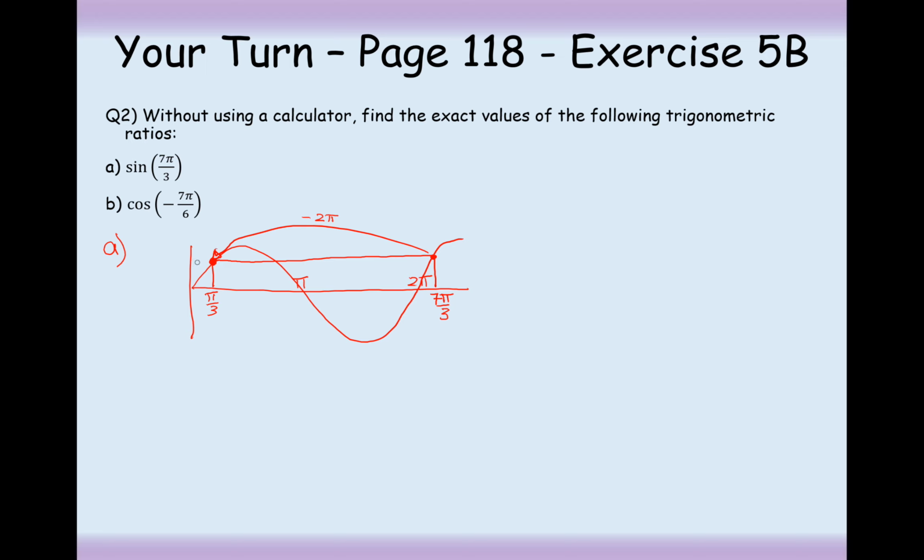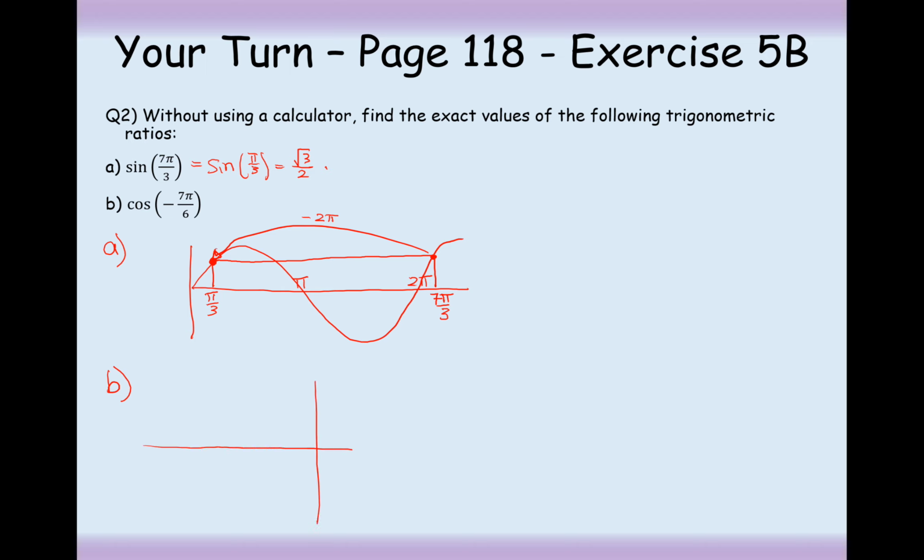and that would be at pi by 3. And I know the sine output of pi by 3 is root 3 over 2. I just know that off by heart from a radian calculation. So there we are, that's the answer, root 3 over 2. Moving on to part B now, minus 7 pi by 6.